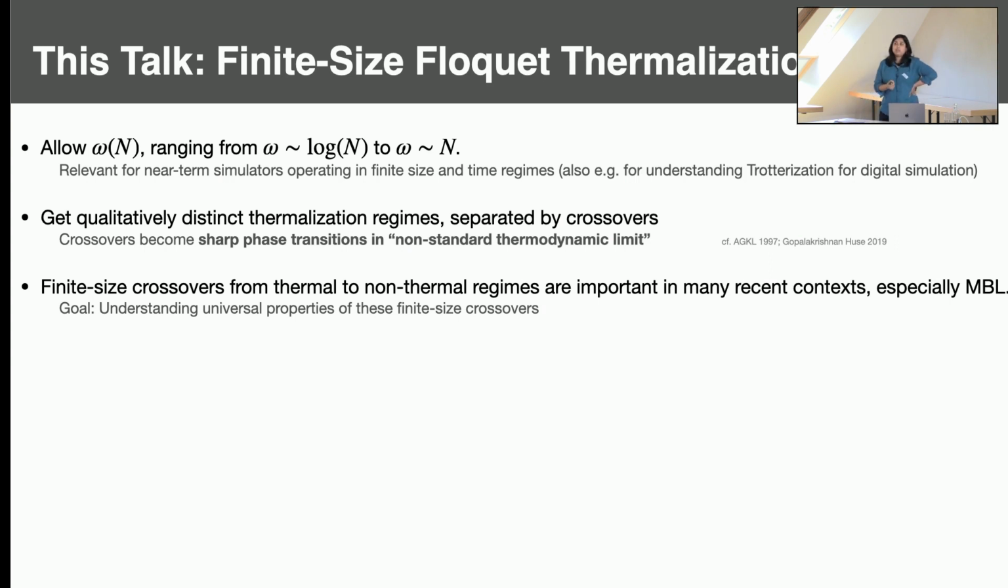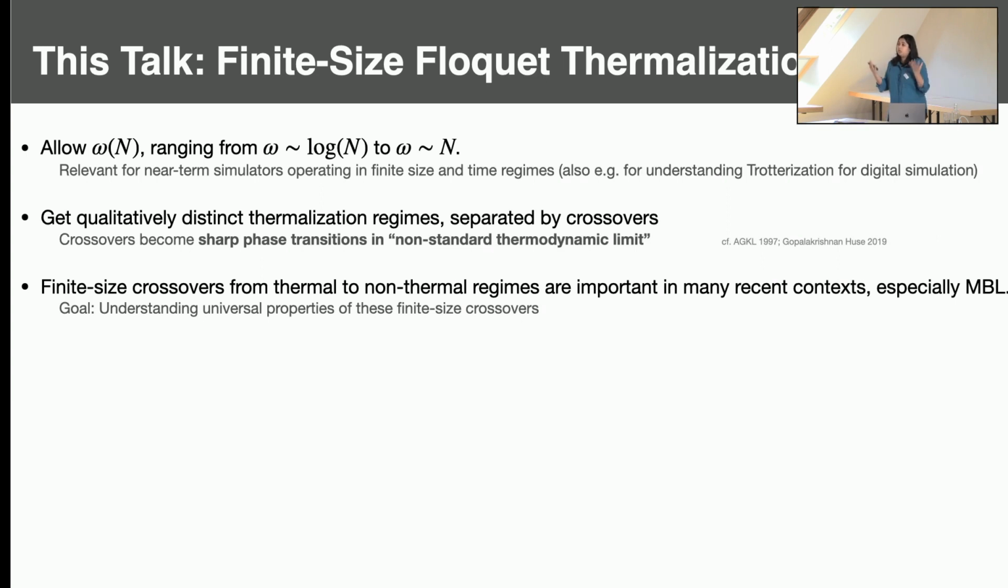And what we'll actually find is that we'll get qualitatively distinct thermalization regimes by allowing this frequency to vary. This will give us different types of Floquet thermal ensembles, even for this very weak dependence on system size. And these different types of thermalization regimes will be separated by crossovers. But by taking what's known as a non-standard thermodynamic limit, you can get these crossovers to become sharp dynamical phase transitions. Okay, so you're already familiar with this kind of non-standard thermodynamic limit.